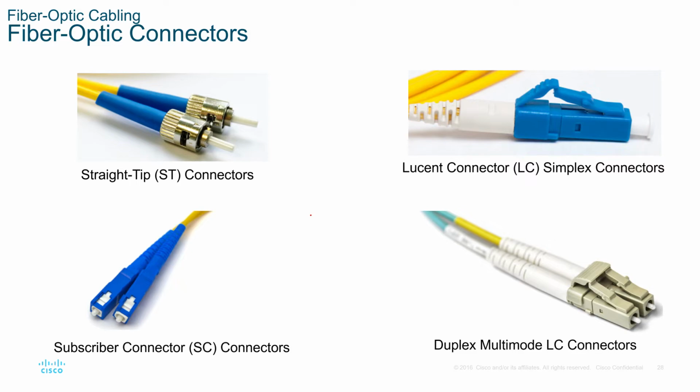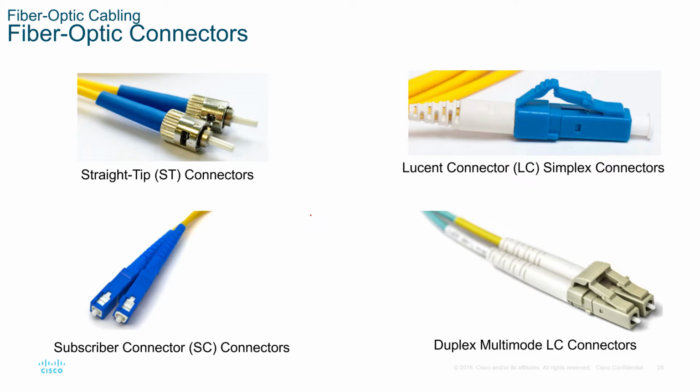Fiber, unlike RJ45s on Ethernet, has multiple different types of connectors. As we can see here, the straight tip ST connectors, a Lucent connector, subscriber connectors, duplex multi-mode LC connectors. So when you buy a fiber optic cable, it needs to match the type of connection that you have on your intermediary device, your router or your switch. Because obviously, as we can see just in this diagram, one will not fit into the other.